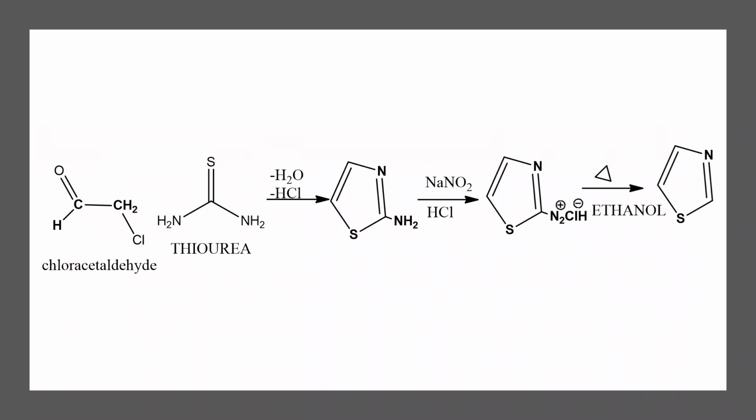Next, you take chloroacetaldehyde, you treat it with thiourea, you get a 2-amino thiazole, and this 2-amino thiazole is also a very important reagent. When you subject it to diazotization, and you heat it with ethanol, you get your corresponding thiazole. So this is one of the ways for the preparation of thiazole.